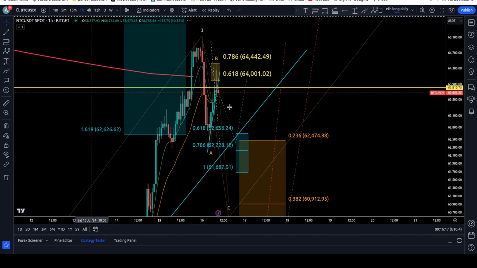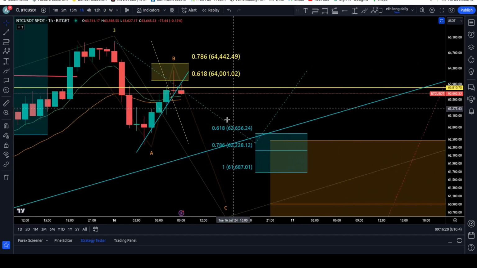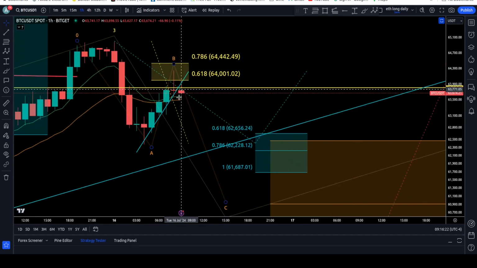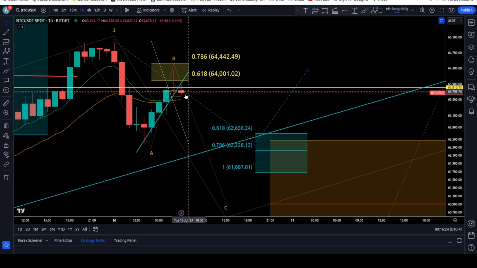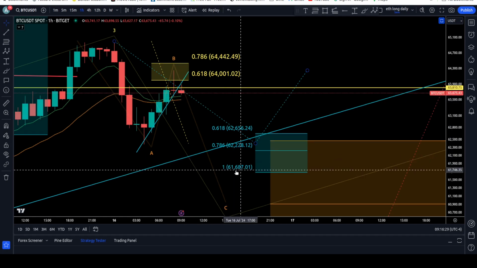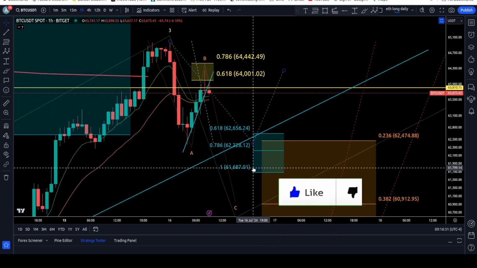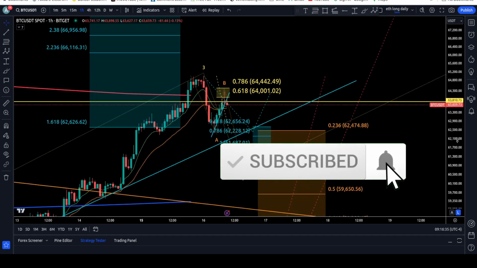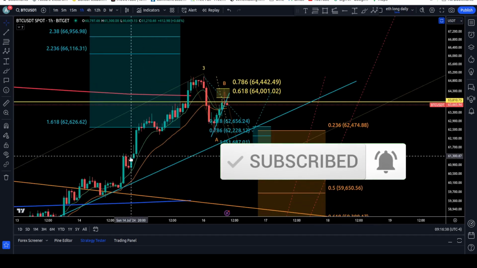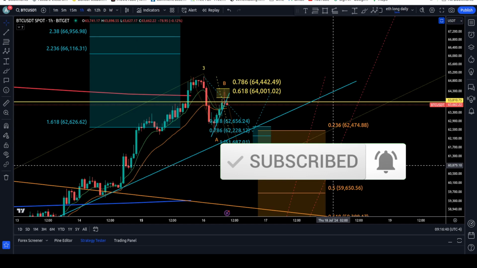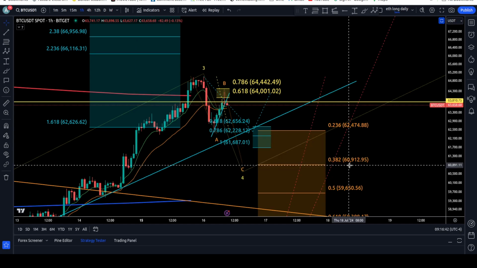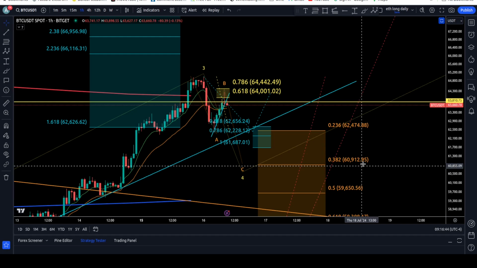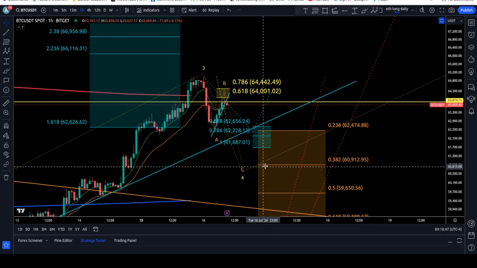Let's go on 1 hour now. Okay, so this is what I'm looking for now. If I really have a close candle or a few, then I'm looking forward to this level, 61,689. And in case we go lower to the 1-to-1 ratio, where honestly I'm going to look for the 0.382, 60,913. This is the ideal level for a fourth wave.